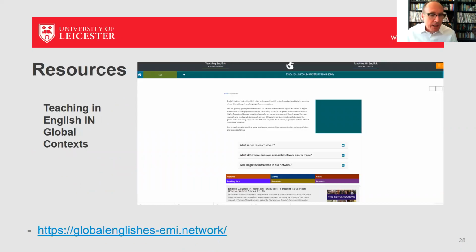And in closing, just some resources. These are linked to in the references below, but I'll just briefly speak about these. Nicola Galloway set up a network that can be found here at this URL. It's called Teaching in English in Global Contexts. If you're interested in EMI and starting to understand the people who work in that area, that's a very good resource to start with.